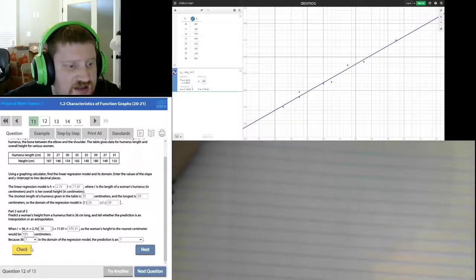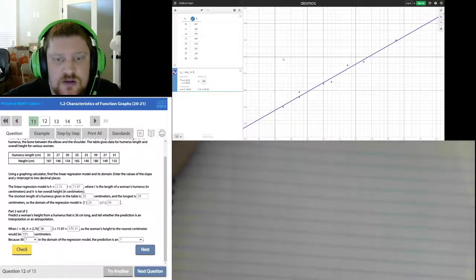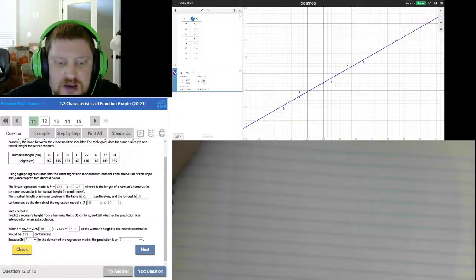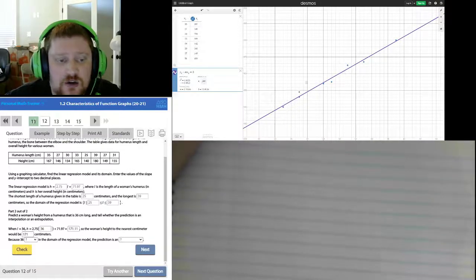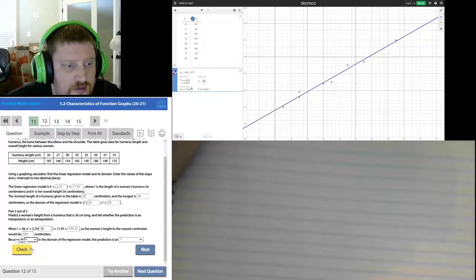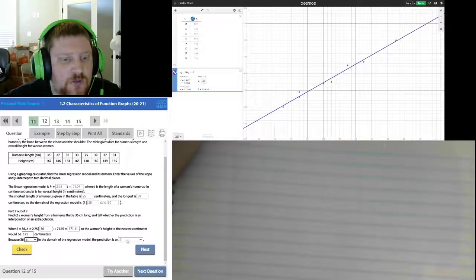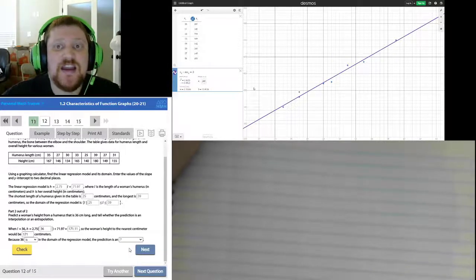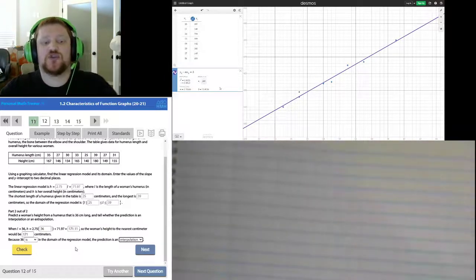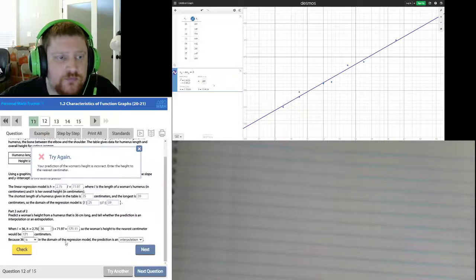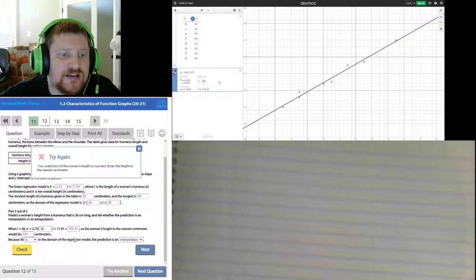Because 36, we see that our domain is from 25 to 39. 36 is in that domain. So since it's in our domain of the regression model, the prediction is an interpolation. If it was outside of our domain, then it would be an extrapolation. Your prediction of the woman's height is incorrect. Enter the height to the nearest centimeter.